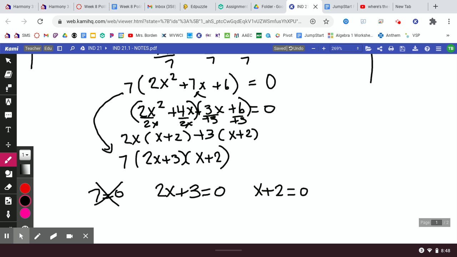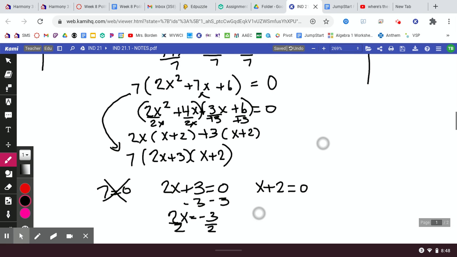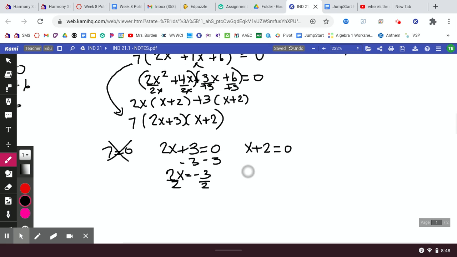So now we just solve the other two just like normal. Minus 3 gives us 2x equals negative 3. Divide by 2 and divide by 2, and we get x equals negative 3 halves. And then on the other side, minus 2 and minus 2 gives us x equals negative 2.